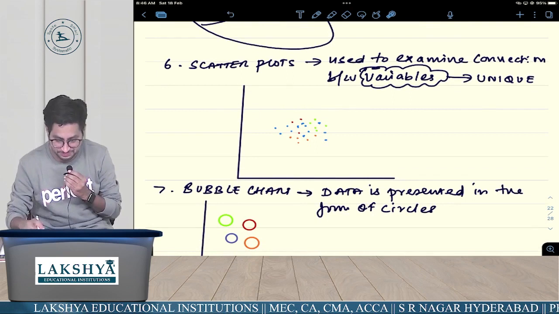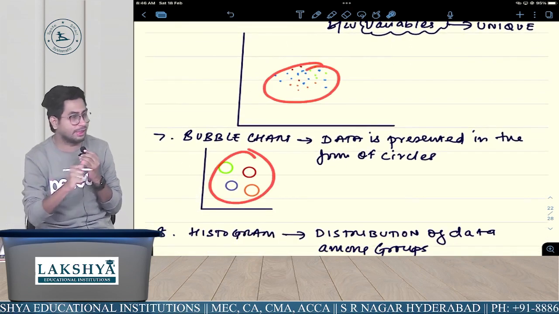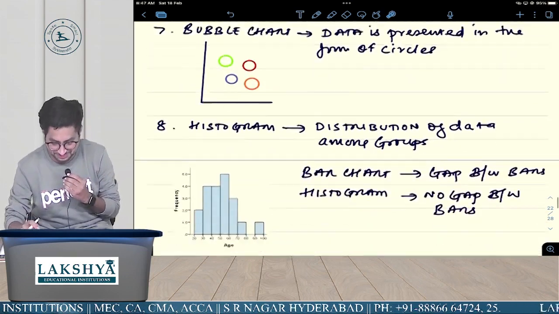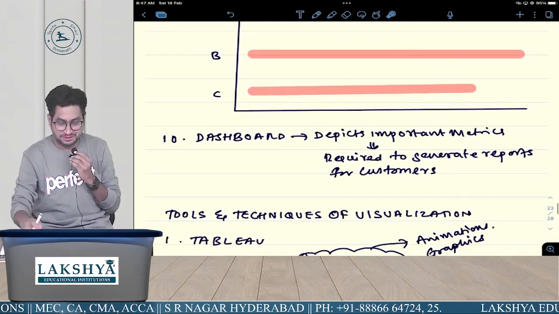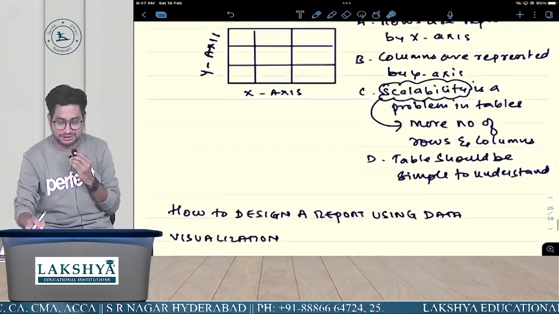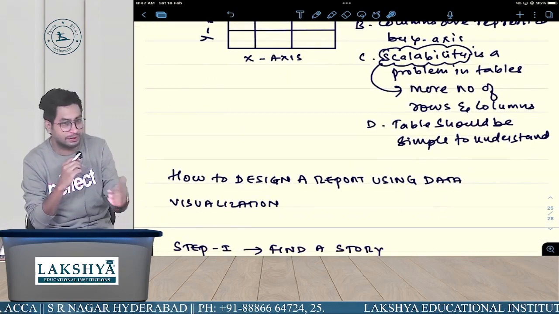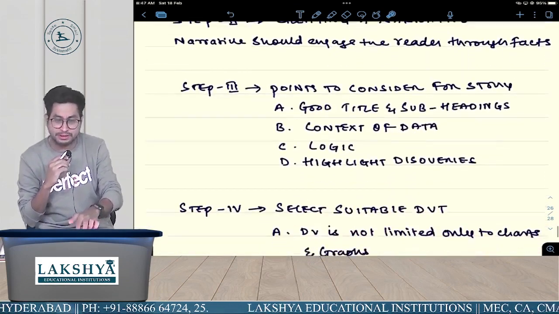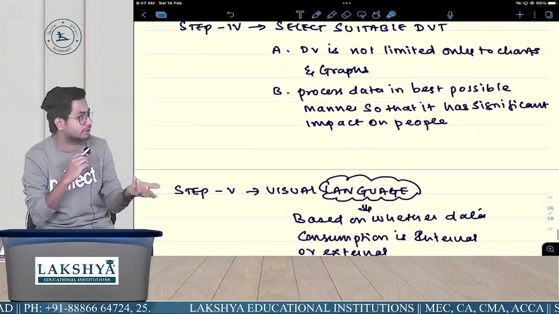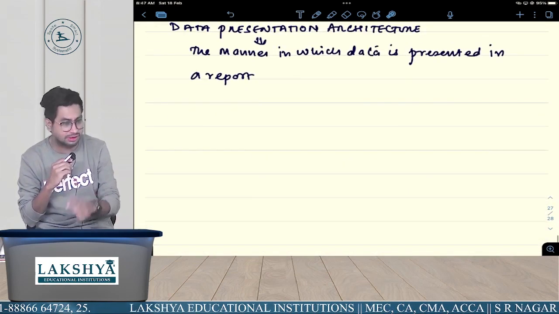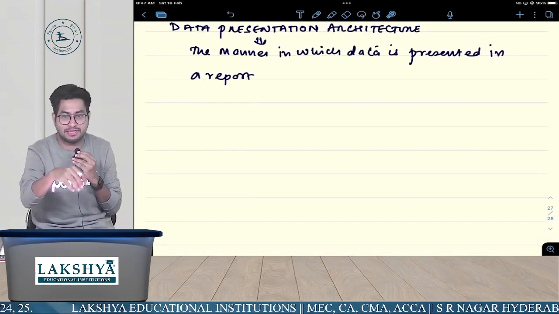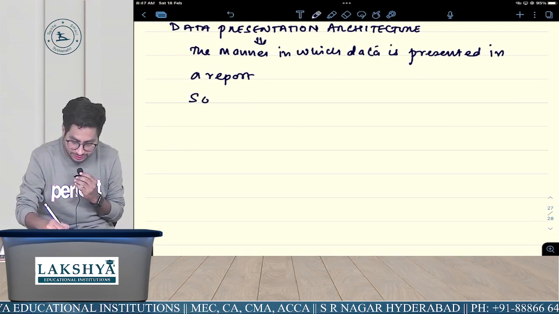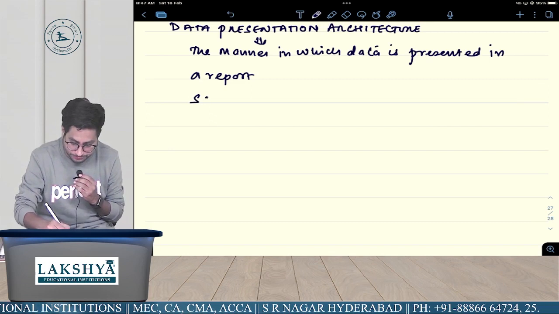Everyone will draw these small dots and big dots like this? No, it's an art, a kala. So this is called what? This is called presentation architecture. Will every person present the data in the same manner or a different manner? Different. Some presentations are good, some presentations are not that good. That is called what? Presentation architecture. The way I am giving my data in a report is called what? Presentation architecture.